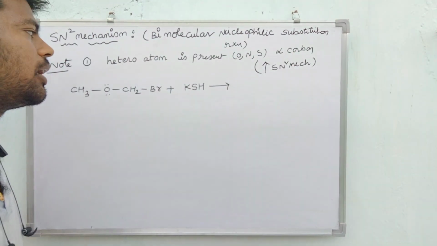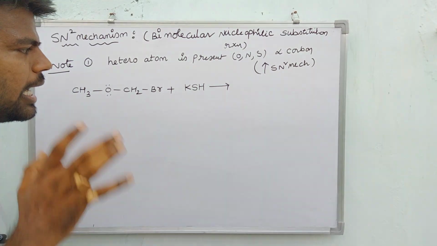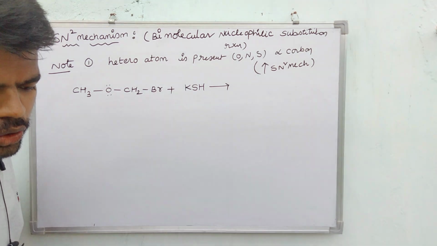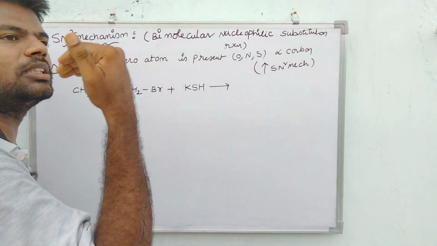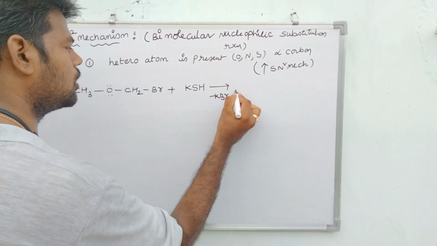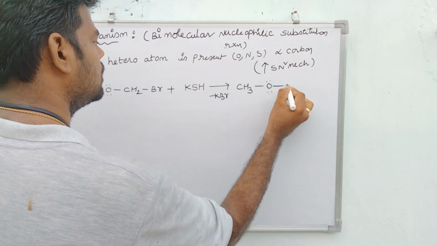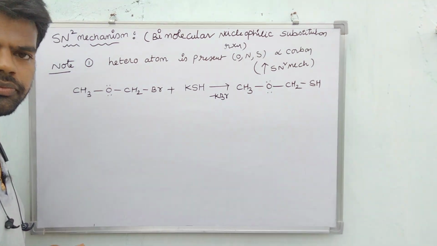Observe this point carefully. If the compound has a heteroatom present, it automatically undergoes the SN2 mechanism very fast. Due to that, what will happen in the place of the bromine atom? Potassium and bromine move outside in the form of KBr. What will be obtained? CH2SH will be obtained.